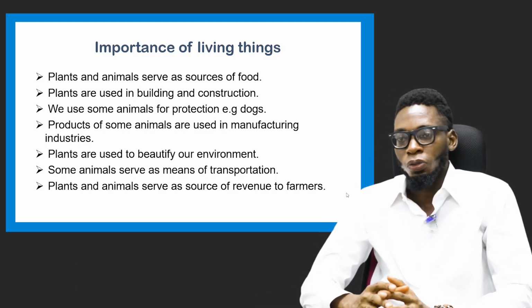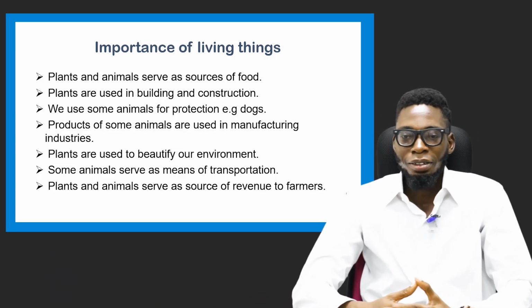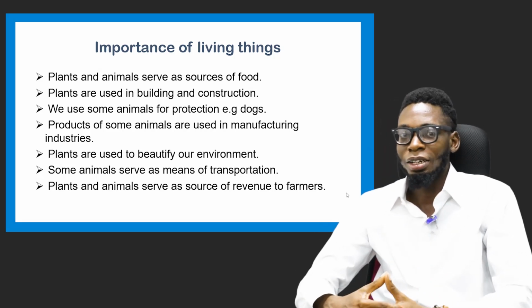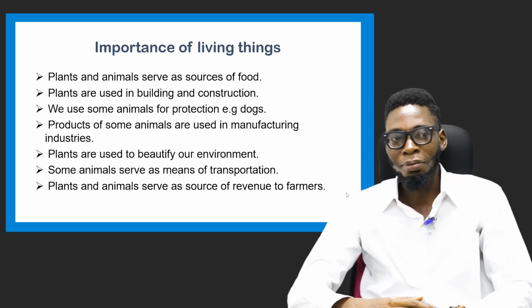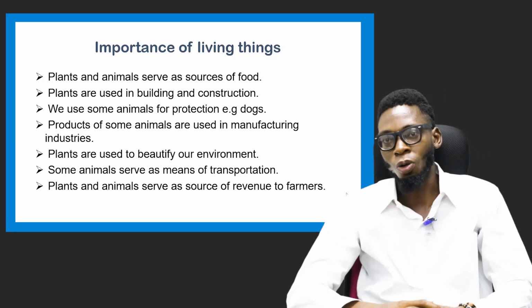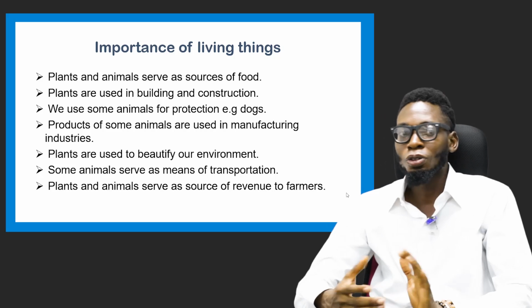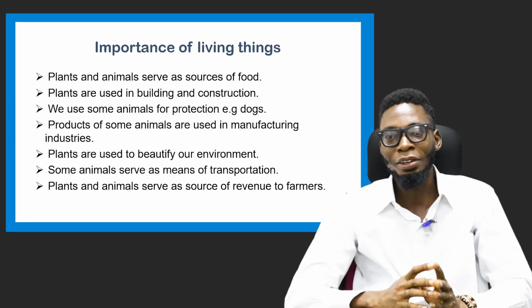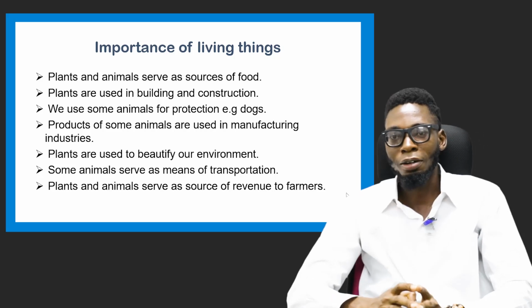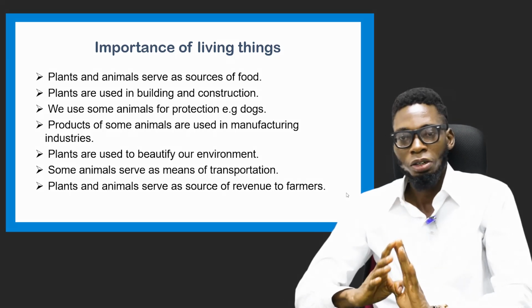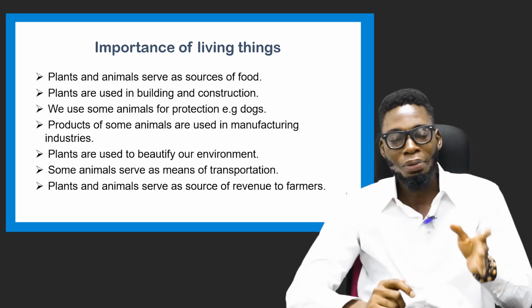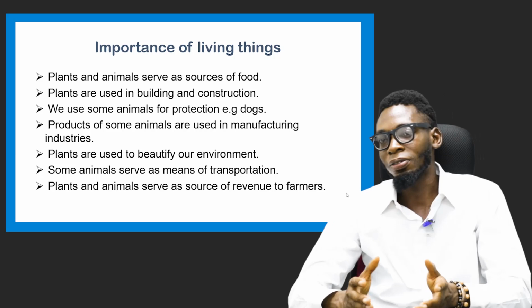Alright, we've come to the end of the lesson. But before we go, let's do a quick recap of what we've done, and then we'll move straight to our exam guide and attempt some questions on what we just learned. We told you the meaning of living things, and we said living things are those things that have life in them. And we gave some examples, mentioning the goats, the trees, man. Basically, we are talking about plants and animals as examples of living things.